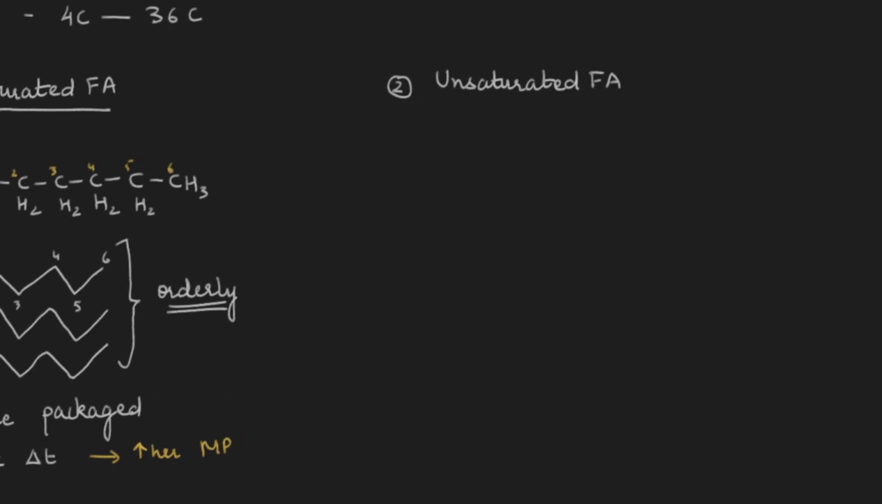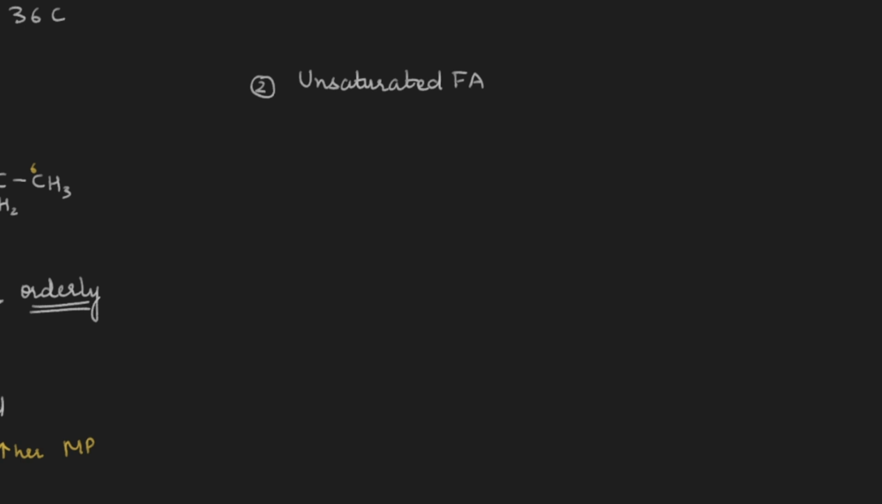Okay, let's move on to unsaturated fatty acids. Unsaturated fatty acids will have some unsaturation in them. Let's make one imaginary unsaturated fatty acid again with 6 carbons. This particular unsaturated fatty acid again has 6 carbons, but there is unsaturation present between the fourth and the fifth carbon. Now, if we have to draw this particular unsaturated fatty acid, what we'll get is this structure.